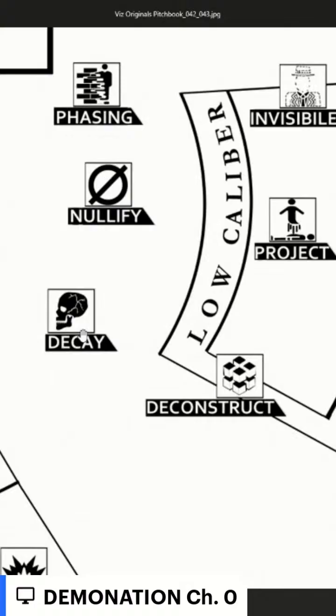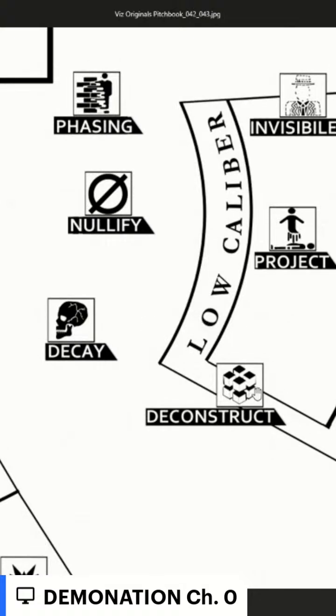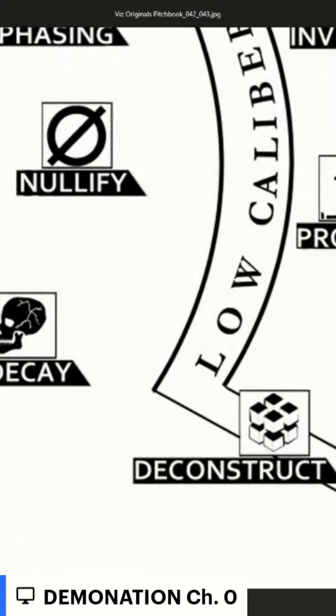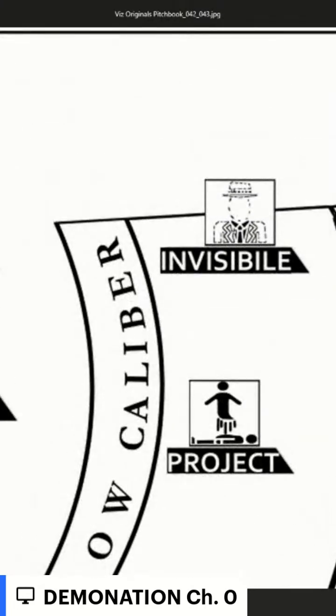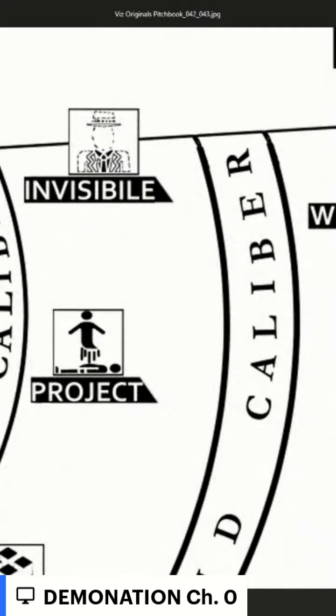Decay. They can cause things to weaken and decay. Right? If they're really high, they can literally do what that guy from My Hero Academia can do, that makes people decay and die and turn to dust. If they're really high in destruction, they can train to make decay super OP like that. They can deconstruct things. They can project themselves out of their body. They can become invisible.